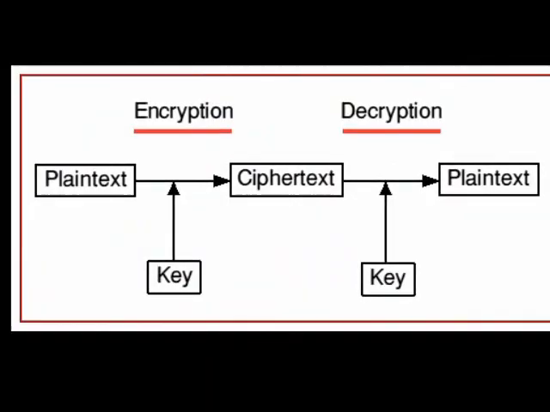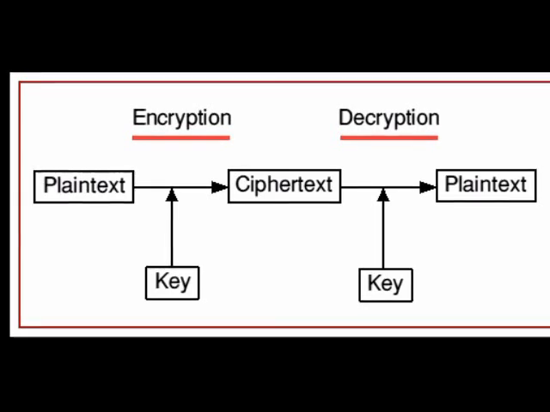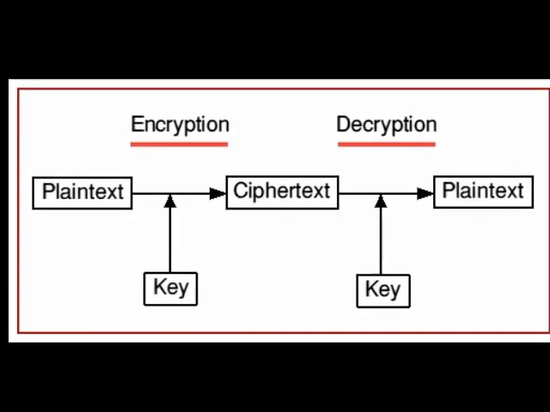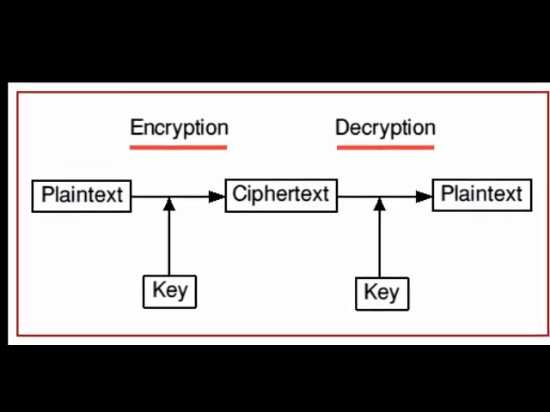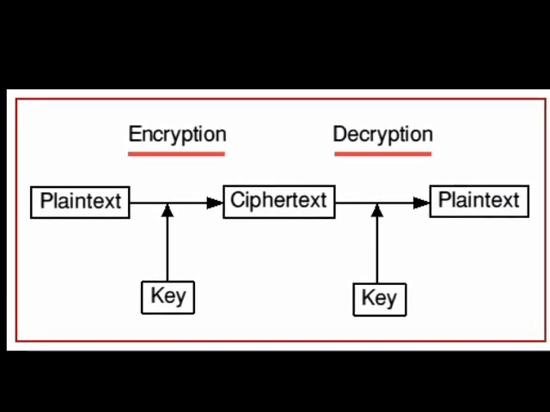In this diagram, we will discuss certain important points. First is plain text. Now we can convert this plain text with the help of a key into ciphertext. This method is called encryption. Then we can send it to the receiver and it can be decrypted.